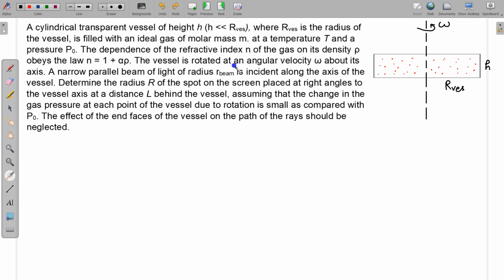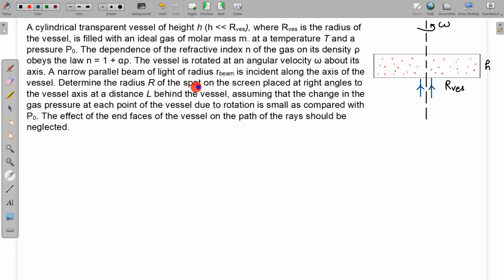The vessel is rotated at an angular velocity omega about its axis as in the figure. A narrow parallel beam of light of radius r beam is incident along the axis. Suppose a narrow parallel beam, let's say this is the narrow parallel beam which is incident along the axis like this. So it has a very small radius, and this is a narrow beam like a pencil.